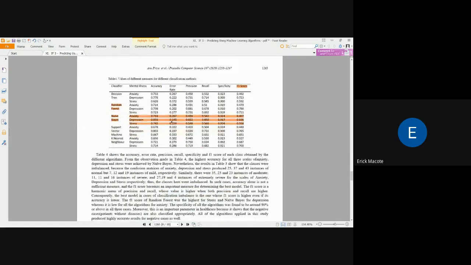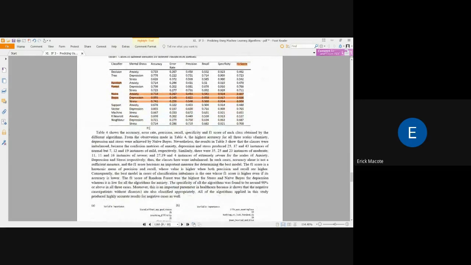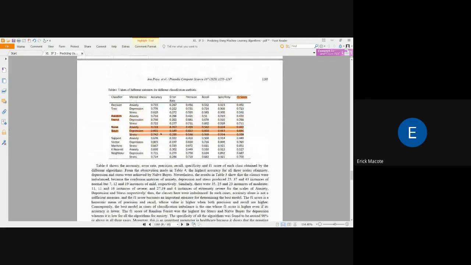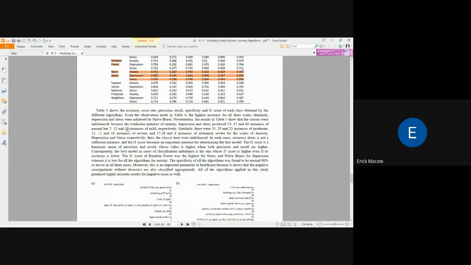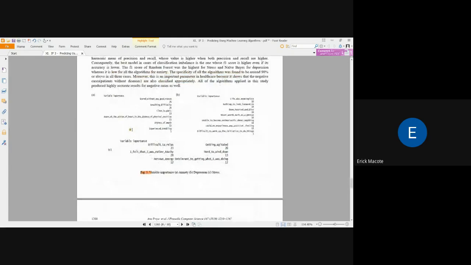At the same time, table 4 shows the high accuracy for all three scales of anxiety, depression, and stress that we achieve for Naive Bayes. And finally, figure 5 shows the variable importance rating for anxiety, depression, and stress. The higher the number, the more important the variable.